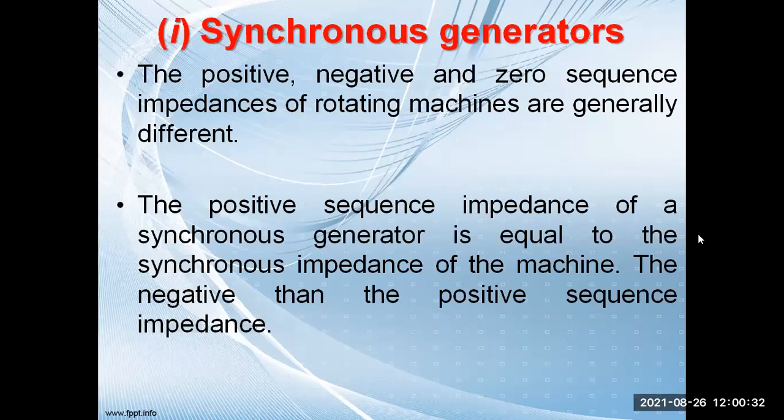Now for synchronous generators, the positive, negative, and zero sequence impedances of rotating machines are generally different. We have just discussed that for rotating machines, the positive, negative, and zero sequence impedances are generally different. The positive sequence impedance of a synchronous generator is equal to the synchronous impedance of the machine, and the negative sequence impedance is lower than the positive sequence impedance. So they are generally different.